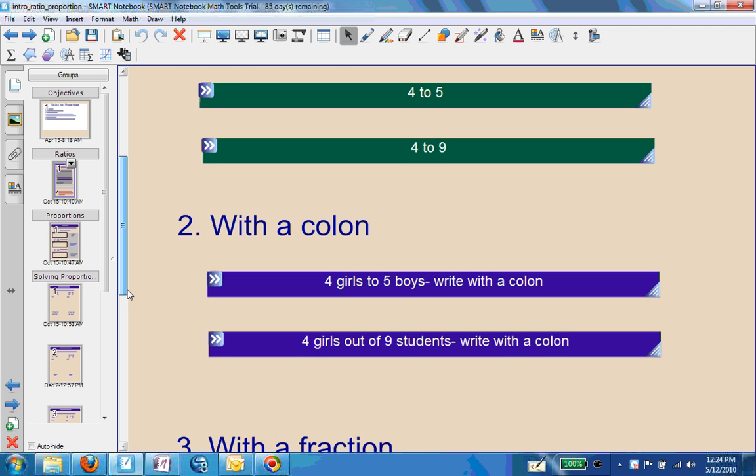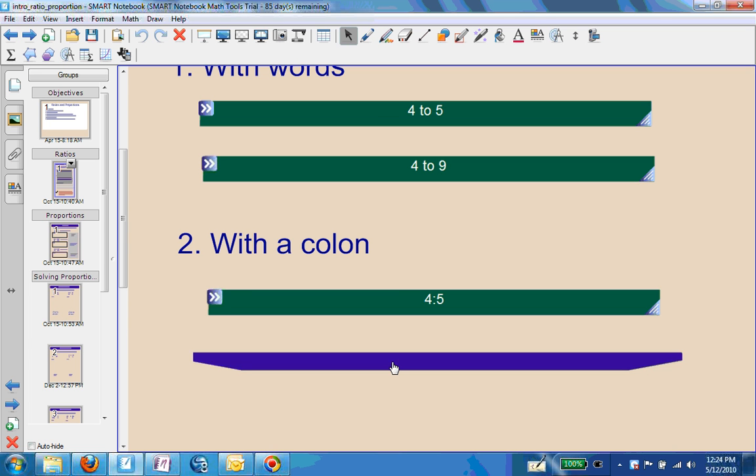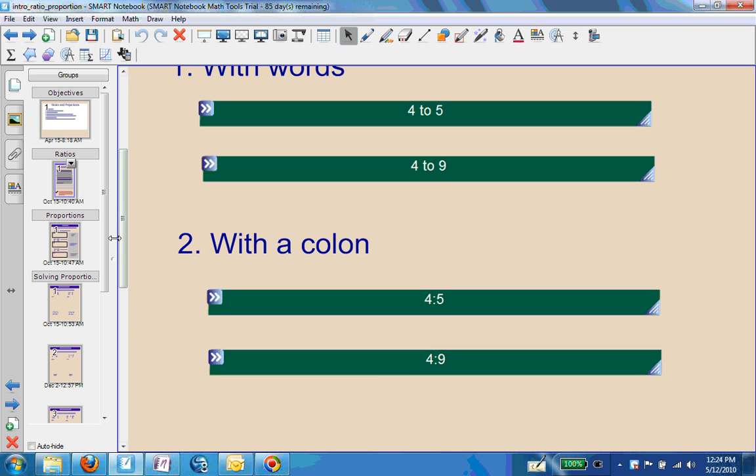Another way to write a ratio is with a colon. So here, if we have 4 girls to 5 boys, we can just write 4:5. And the order that we read it in needs to be the order we write it in as well. And if we have 4 girls out of 9 students, we're going to write that as 4:9.